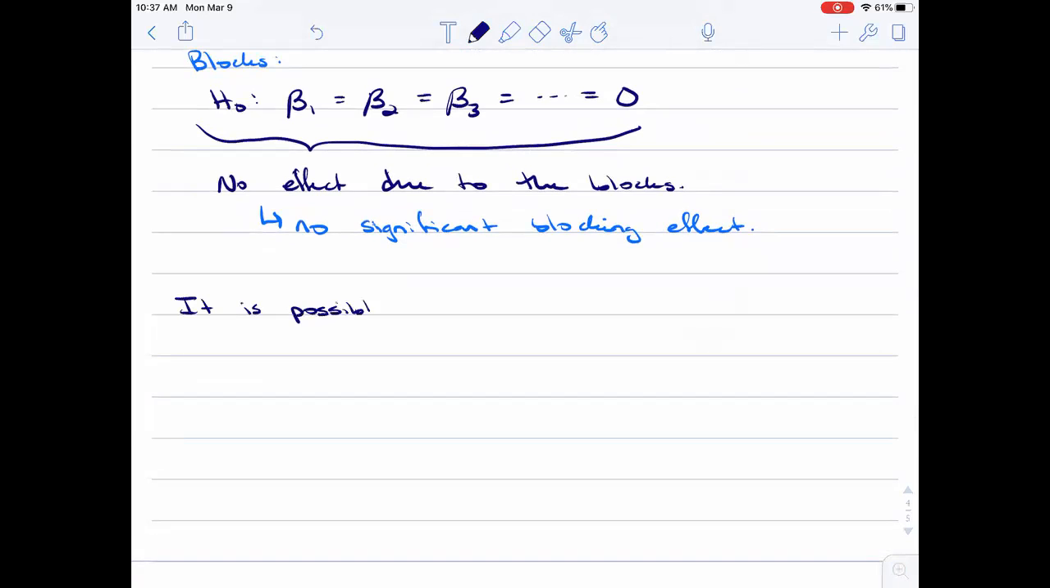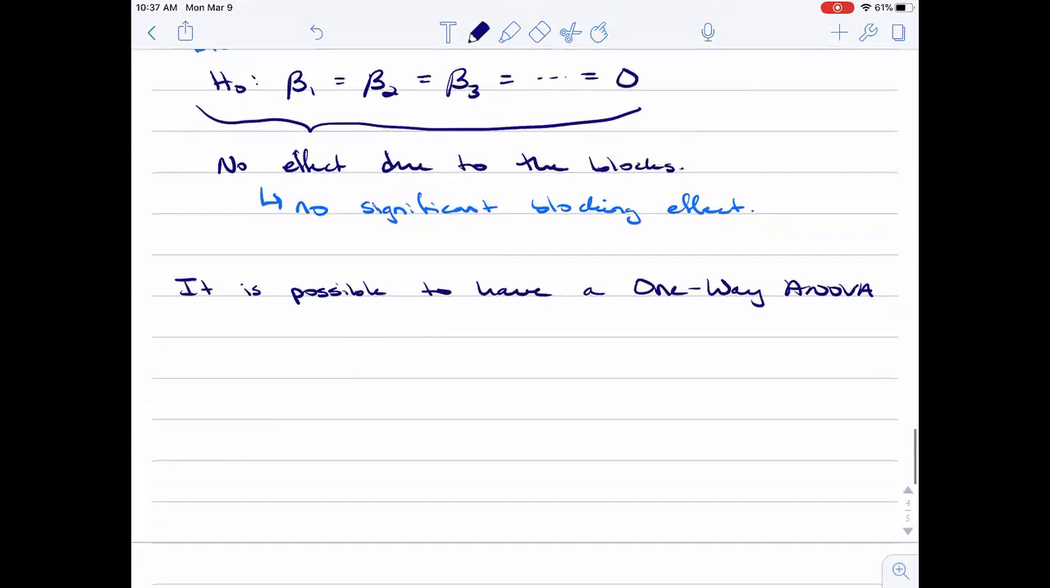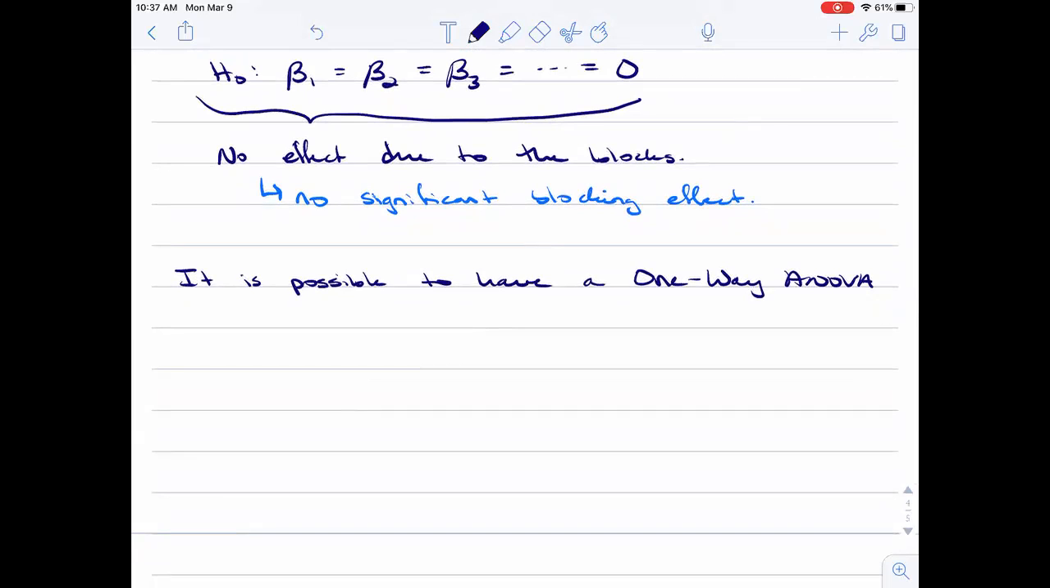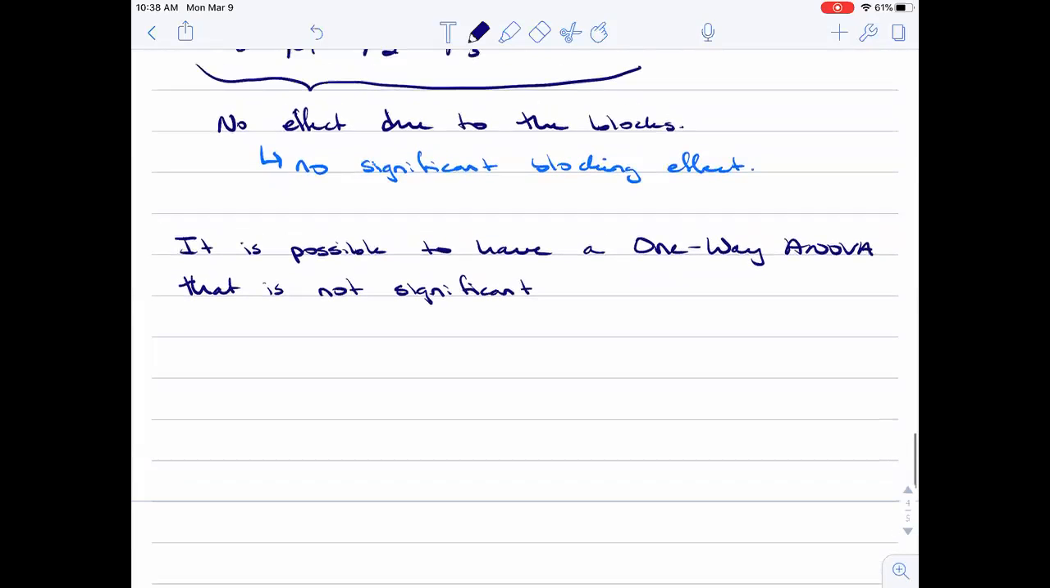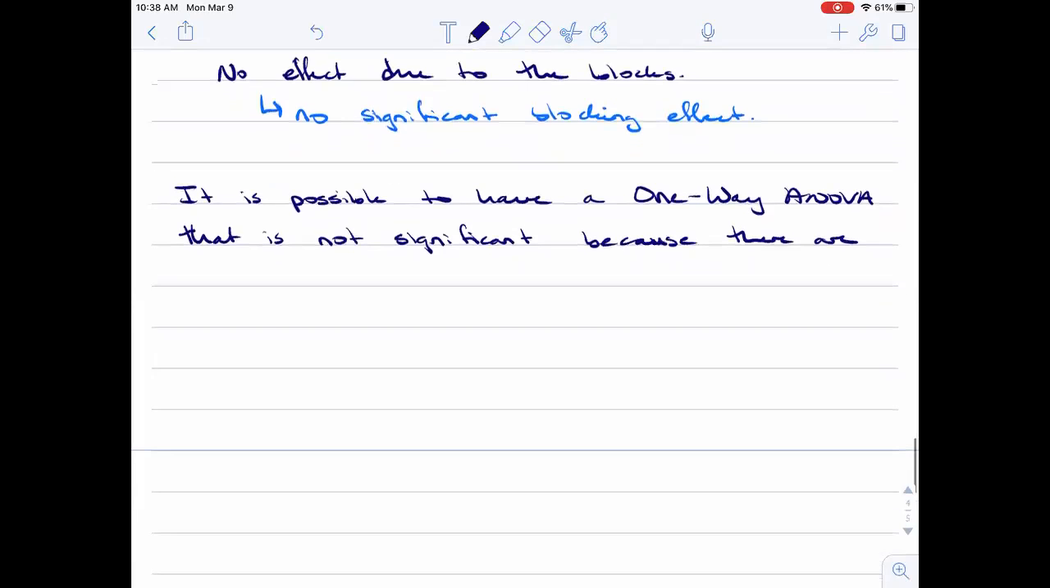It is possible to have a one-way ANOVA that is not significant because there are underlying blocks that haven't been taken into account.